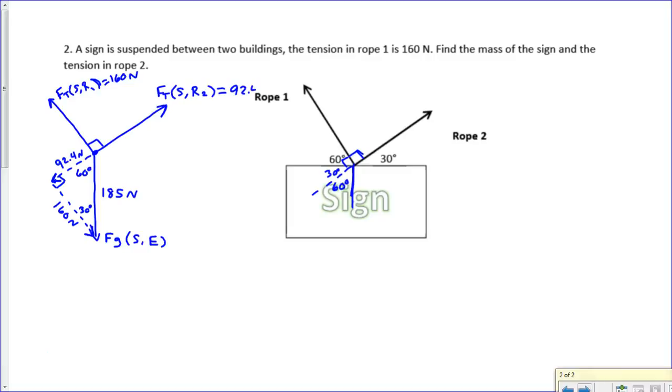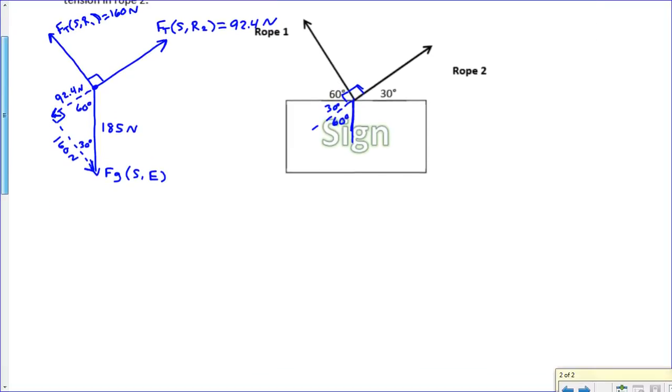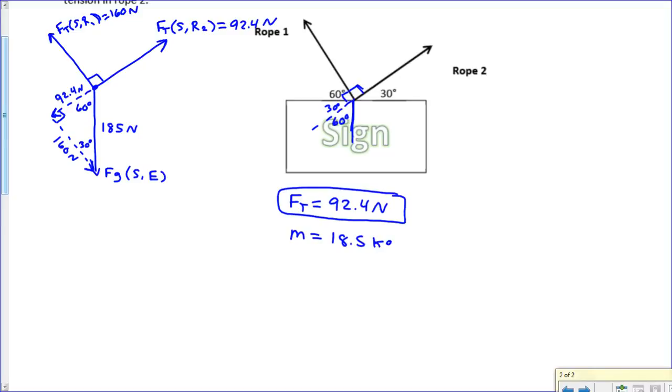All right, and then I said, all right, so let's find the tension in rope 2 and the mass of the sign. And so for this problem, the force of tension in rope 2, we found it to be 92.4 newtons. All right, and then the mass, okay, we have the gravitational force of this sign is 185 newtons, and so the mass is going to be that divided by 10, so 18.5 kilograms, because the gravitational force is 10 times the mass. All right, and so those are the answers there to that one.